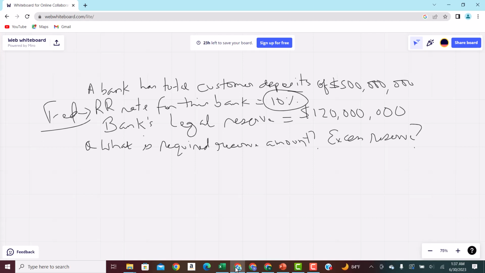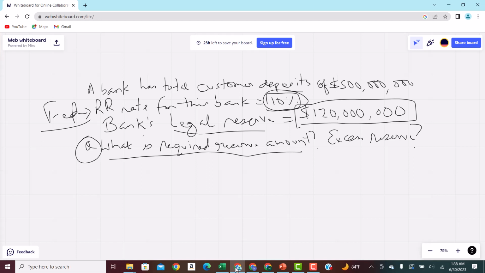We are also given the information that the bank's legal reserve is only $120 million. Remember, legal reserve is all the cash in the vault as well as the deposit accounts that the bank has with the Fed, and they all add up to $120 million. Based on this information, what is the required reserve amount? Remember, you're given the required reserve rate, and I'm asking for the required reserve amount, and then the excess reserve amount. Let's first calculate the required reserve amount.